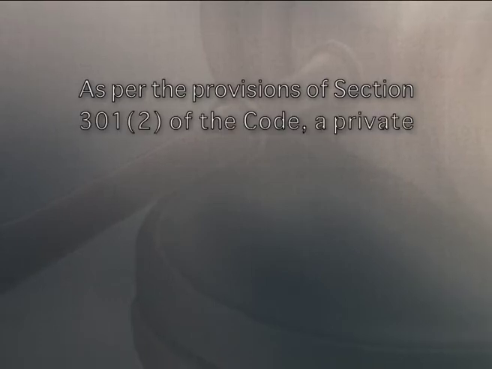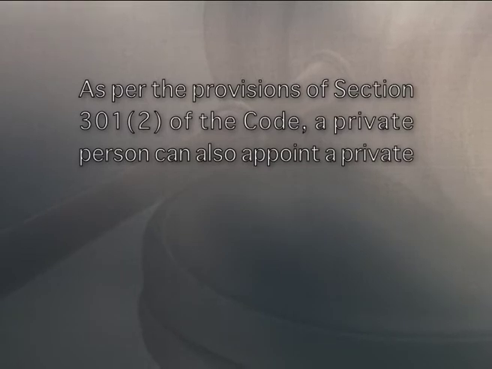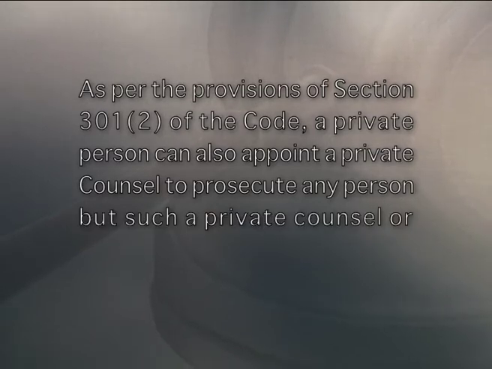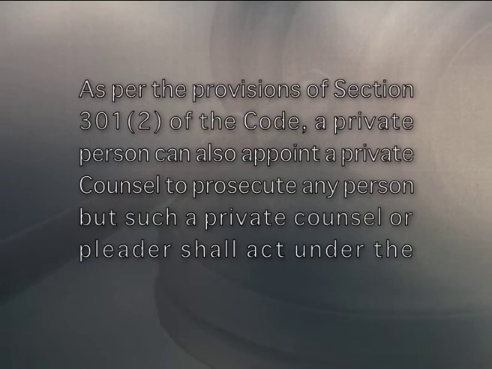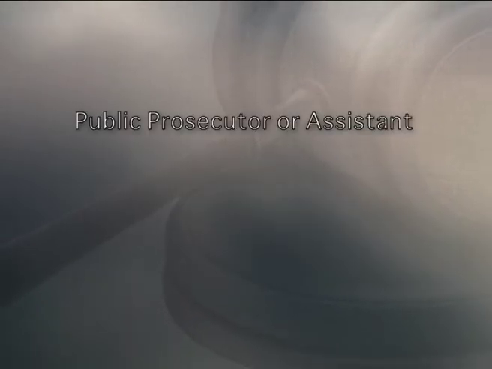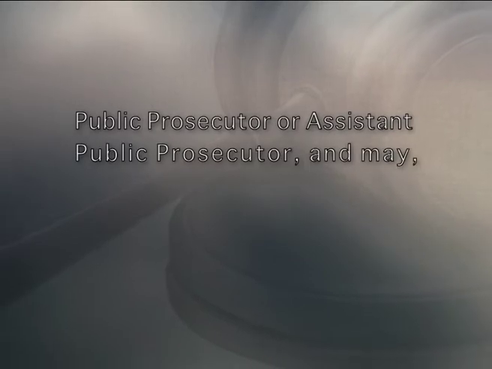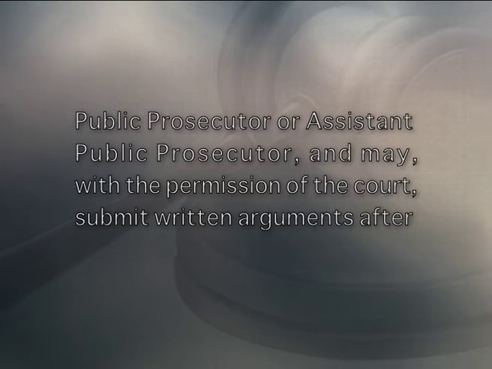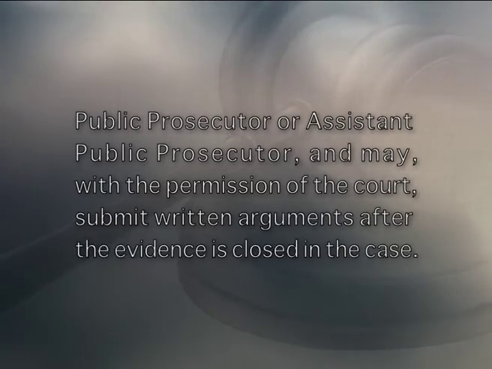As per the provisions of section 301 clause 2 of the code, a private person can also appoint a private counsel to prosecute any person, but such a private counsel or pleader shall act under the directions of the public prosecutor or assistant public prosecutor and may, with the permission of the court, submit written arguments after the evidence is closed in the case.